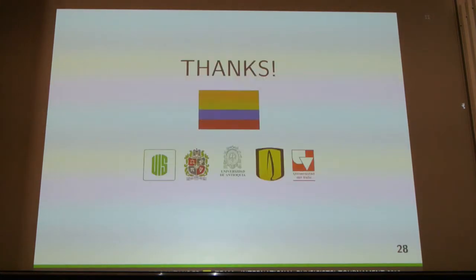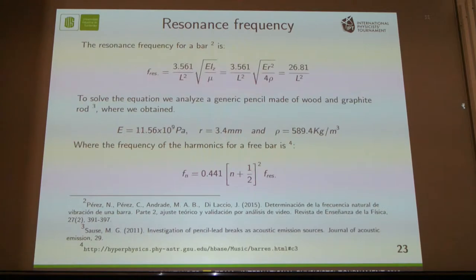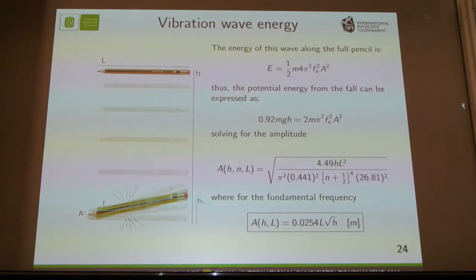With the natural frequency of the pencil, the only parameter that can change is the amplitude, and that amplitude is related to the deflection characteristics of the pencil. Equating the energy of the standing wave of the pencil with the potential energy of the fall, we can solve for the amplitude, and we can see that it also depends on our relevant parameters, the length of the pencil and the height of the fall.